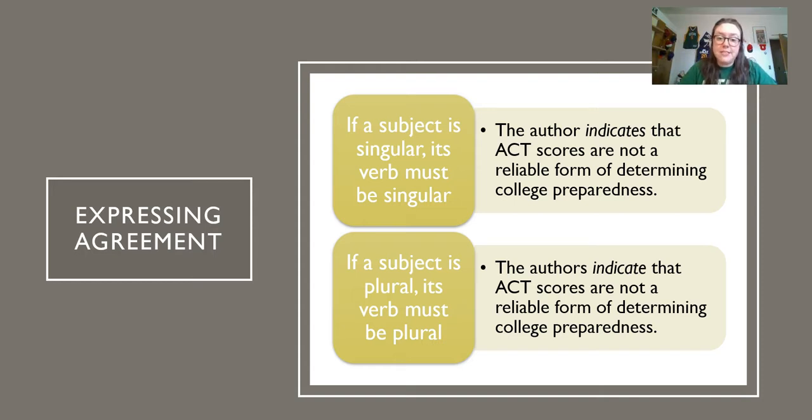On the flip side, if a subject is plural, its verb must also be plural. The authors, so plural, more than one author, indicate that ACT scores, and so on. So if we have a singular subject, then we want to add an S to the end of our verb. But if we have a plural subject, which ends in an S, we do not want to include an S at the end of our verb. So we can see the author indicates versus the authors indicate.